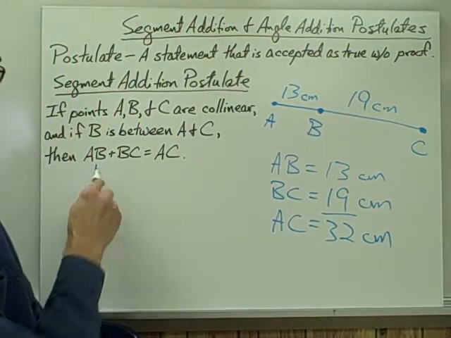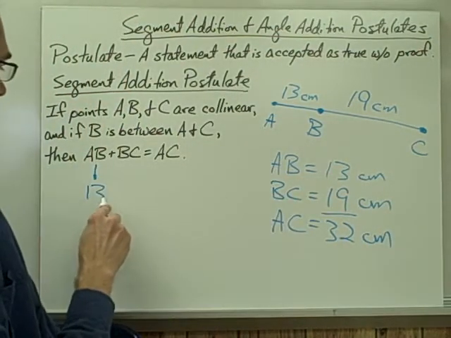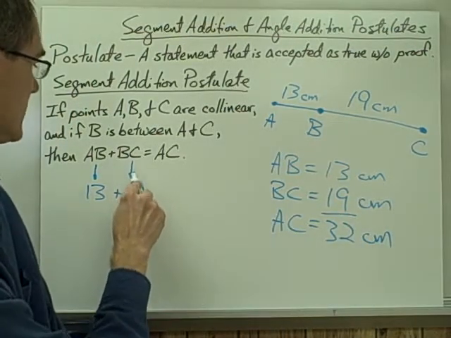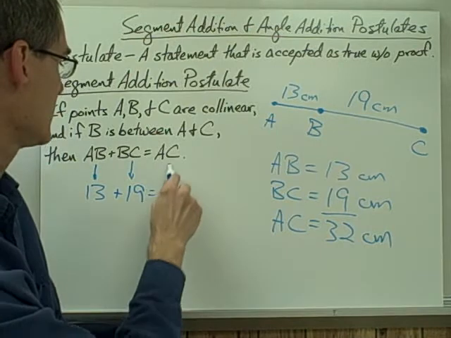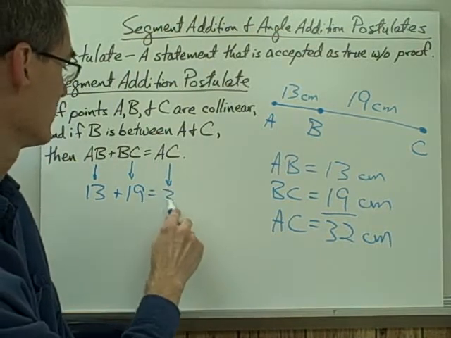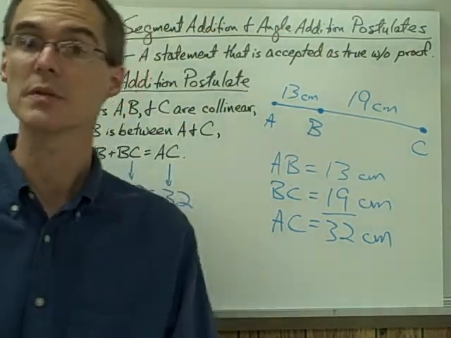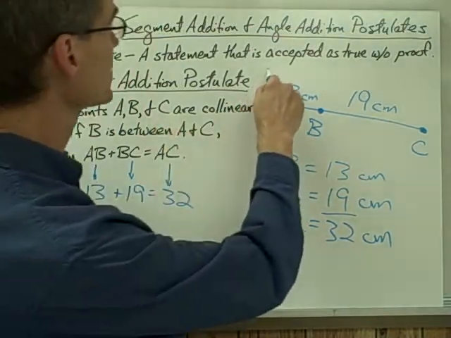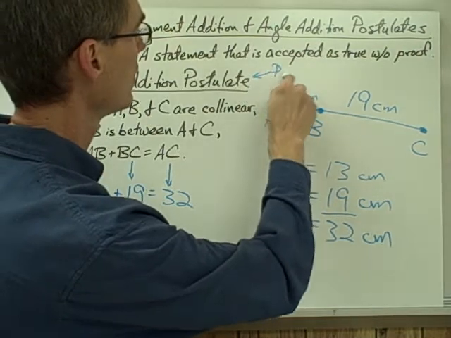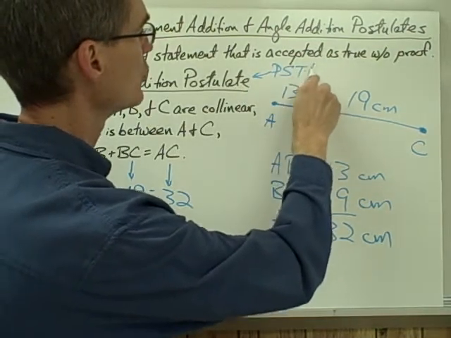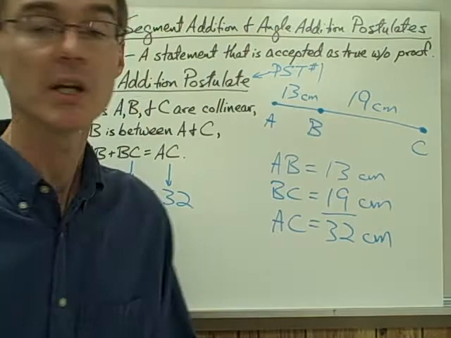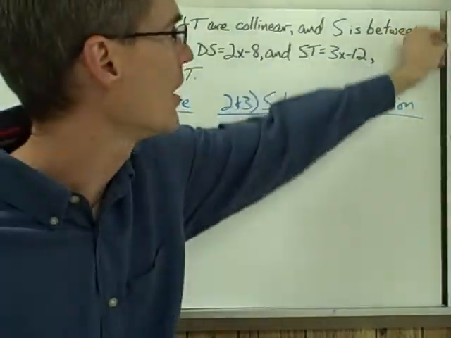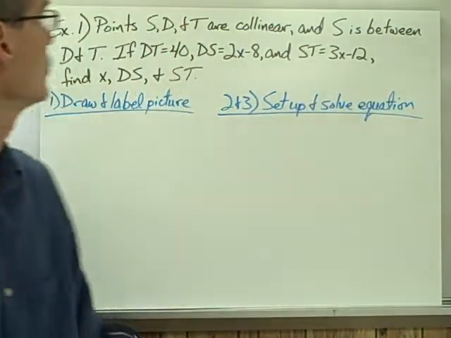That's all this says. If AB is 13, BC is 19, then AC, I just add them together, and that's 32 centimeters. That's all the segment addition postulate says. And the segment addition postulate is going to be the first of our problem-solving tools in this video. So let's take a look at a problem and use this particular postulate, this problem-solving tool.